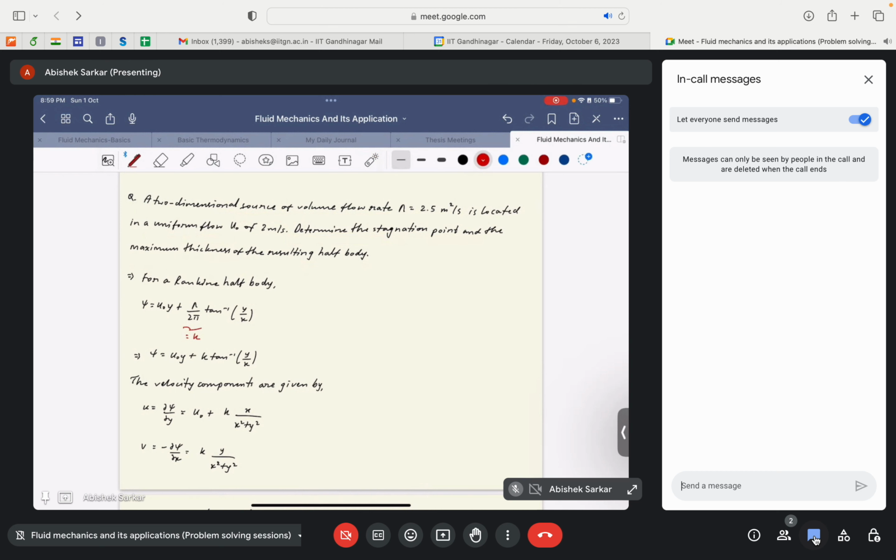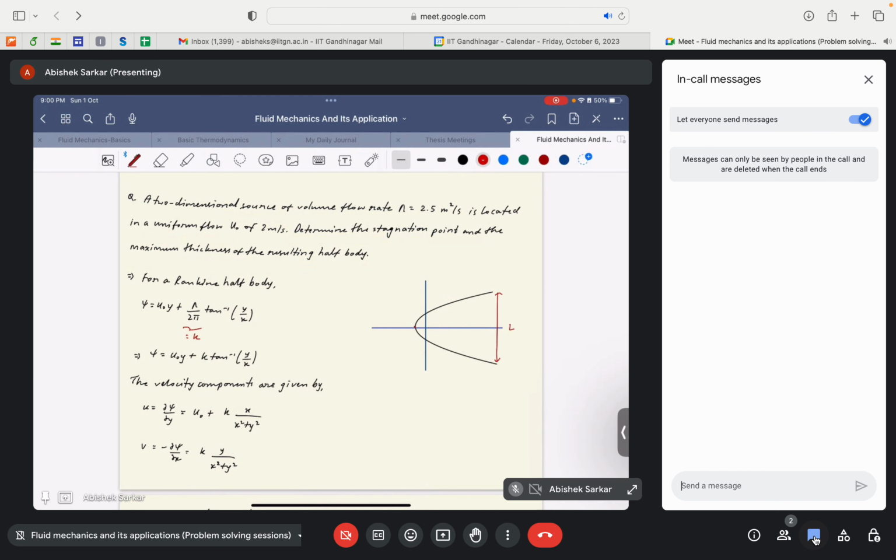Okay, so I'll just draw a rough diagram. The solution is now a superposition of a source and uniform flow, so it will generate a half Rankine body. Let's just consider it like this. First, we need to find the stagnation point. We'll use similar steps to those we used while discussing the half Rankine body. We are also asked to find the maximum thickness of the resulting half body. The maximum thickness would be this length, so we need to find this length. That will be the maximum thickness.